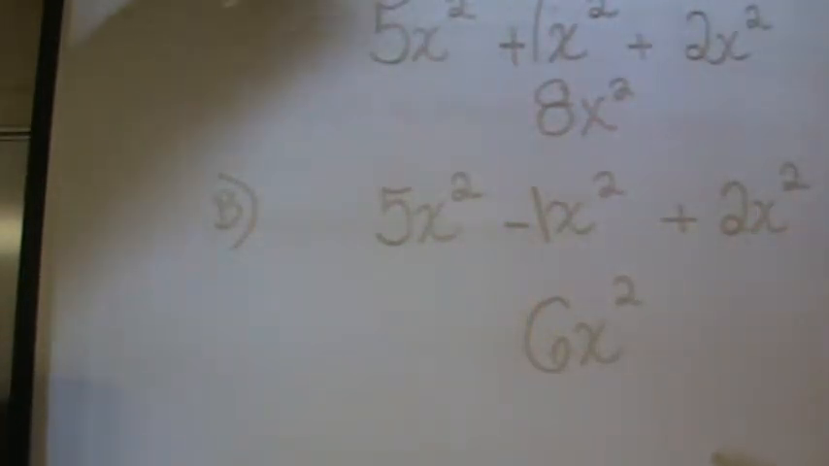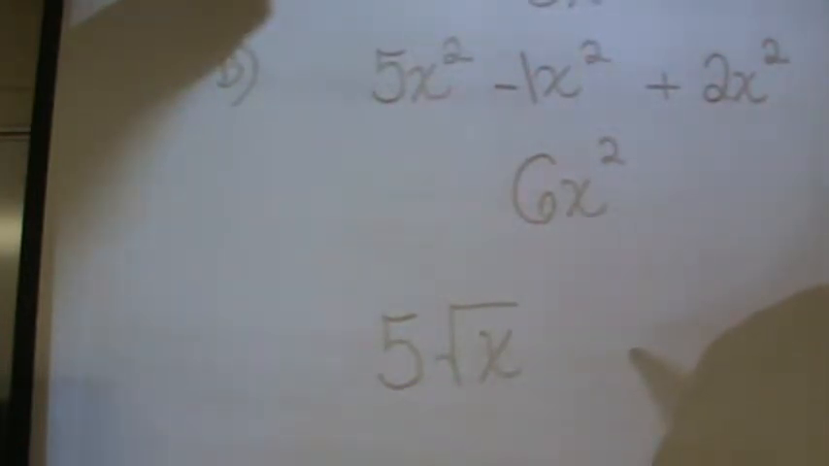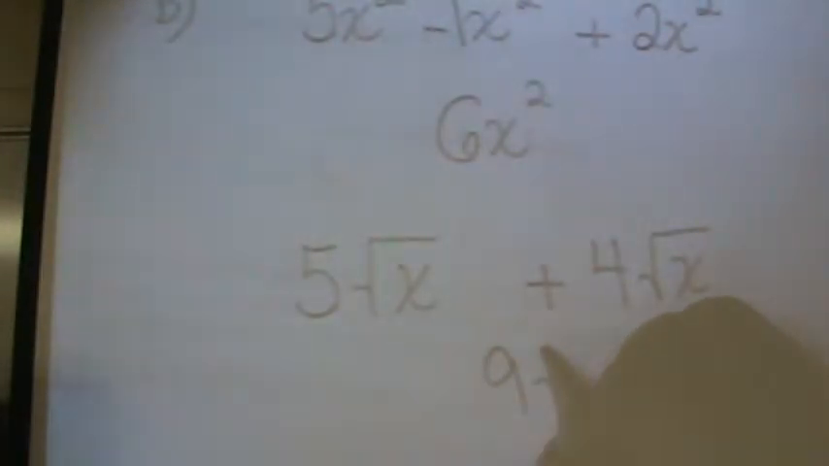Now, I'm going to see if you guys can figure out the rule for it, because we're not doing these types of problems today, we're doing radicals. If I gave you this problem, 5 root x plus 4 root x, does anyone think they know what the answer is? 9 root x. You guys just figured it out, and I didn't even have to tell you.